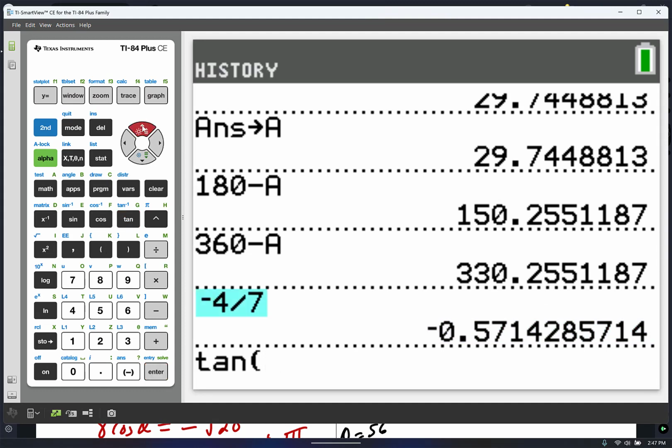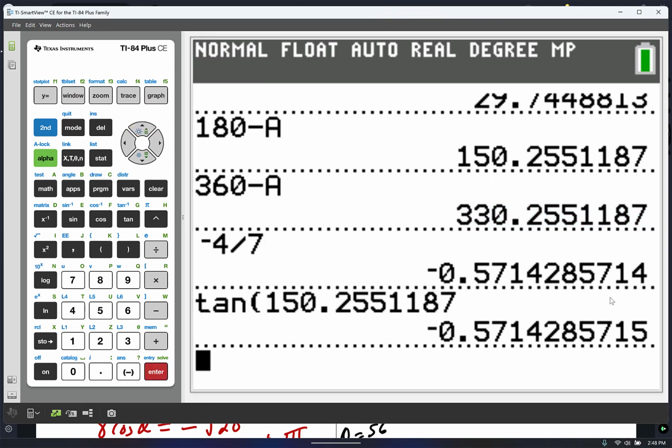If I type tan of this number, remember, this number goes forever, but I'm cutting it at that 8, 7, so it might be off by 1 digit, but it's still going to be pretty good. Check it out. If I put tan of that, look at what happens. Yeah, I knew it was going to be off by a digit because we're cutting it. But look, it's the same number.